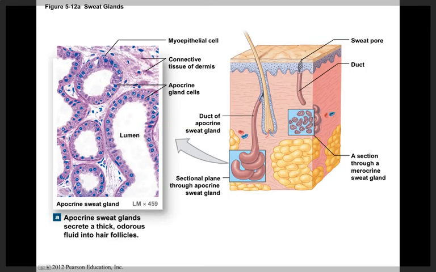There are 2 types of sweat glands, which are also called sudoriferous glands. There's the apocrine sweat gland. This is found in the armpits, around the nipples, and in the groin, and they secrete their secretions directly into the hair follicle. They produce a sticky, cloudy, and odorous secretion.